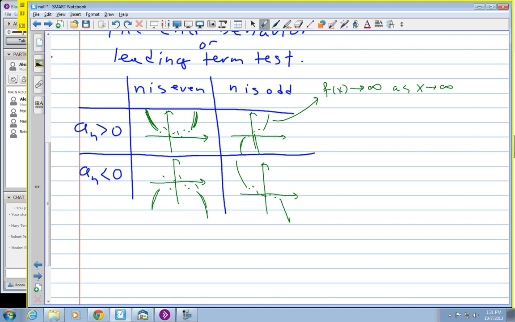How would you describe this tail right here? What happens to the values of the function? Yeah, f of x goes to negative infinity as x goes to infinity, right?